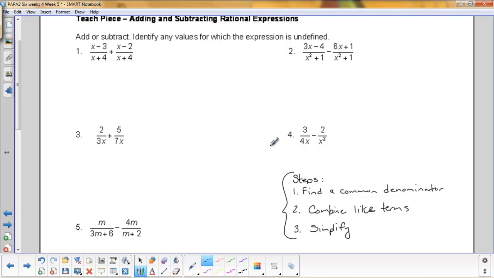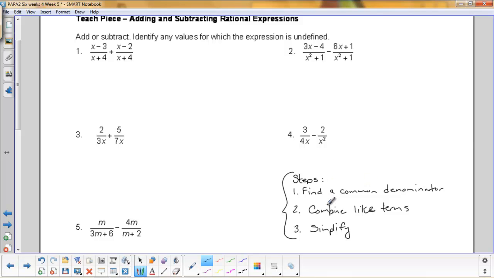Alright, so the steps we're going to take are: step 1, finding a common denominator. Step 2, combining like terms. And step 3, simplify. You have to be very careful because there's a tendency to work backwards by canceling out values that you just used from your common denominator. So be very careful about that.